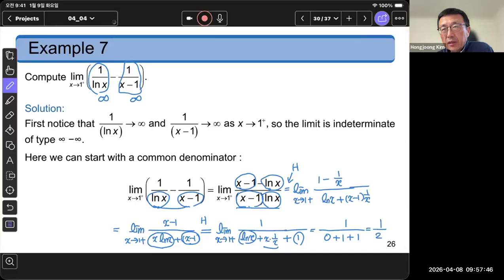But I need to convert the given expression into f of x over g of x type function. And additionally, f of x and g of x both converge to 0 or both diverge to plus or minus infinity. Okay? So in this specific problem, in this example 7, I just merged these two expressions with a common denominator. Okay? But sometimes you need to consider a different approach.